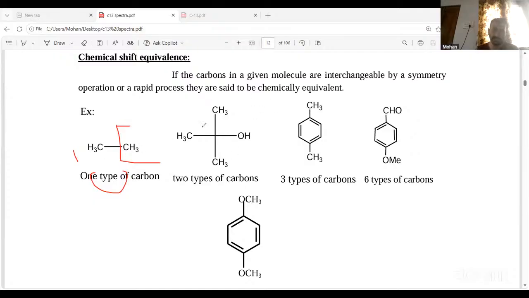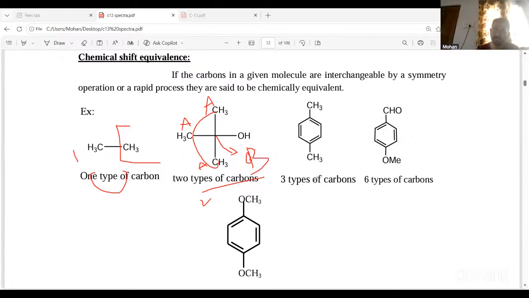And here also the tertiary alcohol. You can see these three methyls are the same, so these three fall in the same chemical environment. So you get one signal for all these three methyls, and one more signal for this tertiary carbon. So there are two types of carbon, so you get two signals for this.